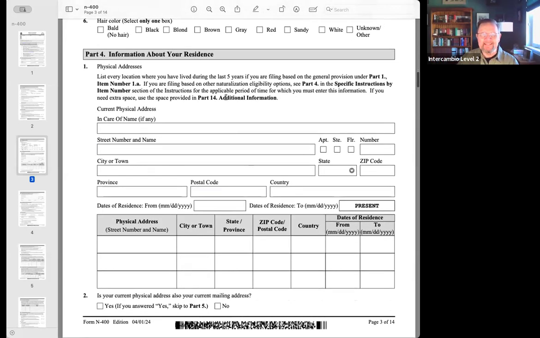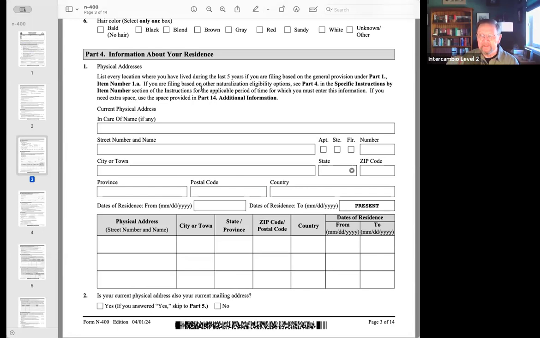Information about your residence. Residence means where do you live at night? Where do you sleep at night? Where do you live? Where's your stuff? It doesn't mean what do you own. Do you rent? Is the house lease or the mortgage in your name?